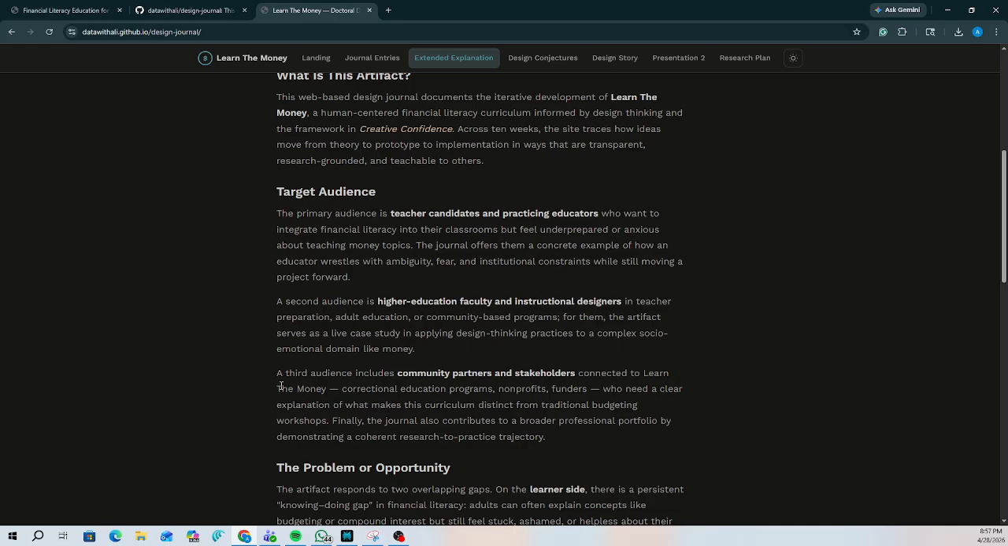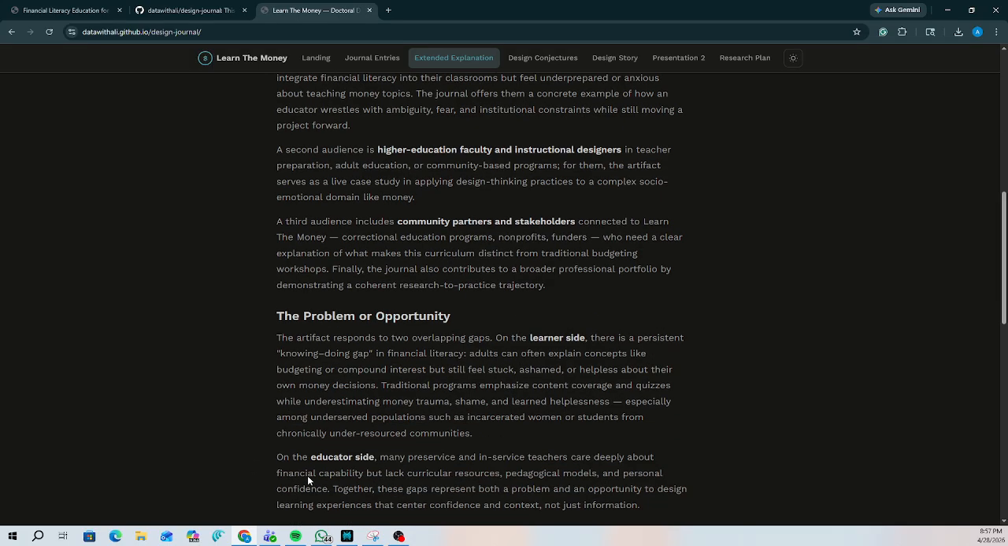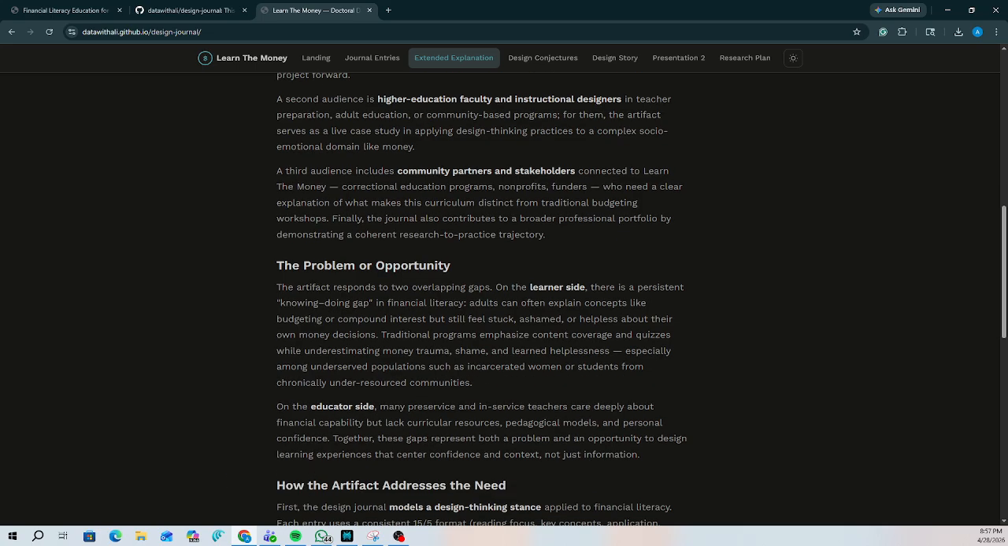I describe who these learners are, what context they are in, and what needs they bring. Things like wanting practical, story-driven examples, needing emotional safety, and more money topics. Then the section explains how Artifact addresses the problem. It argues that a public design journal and prototype like Learn the Money can model the kind of transparent, reflective money conversations we want learners to have.